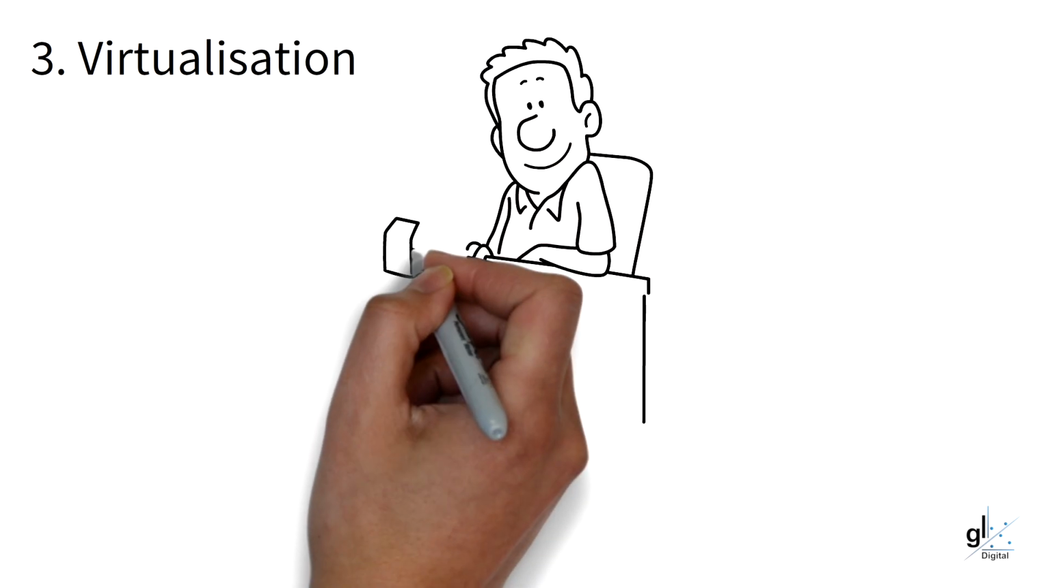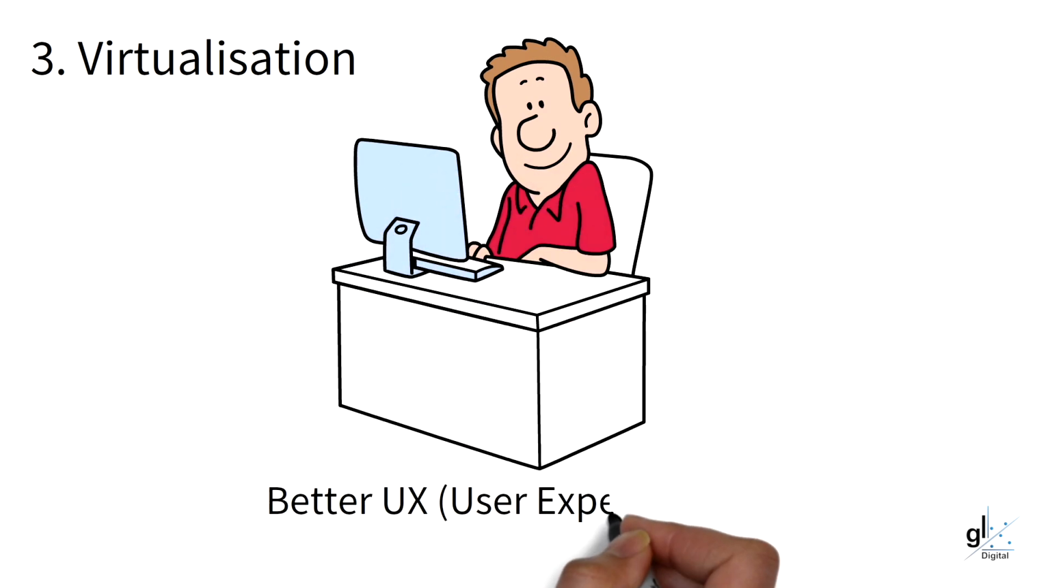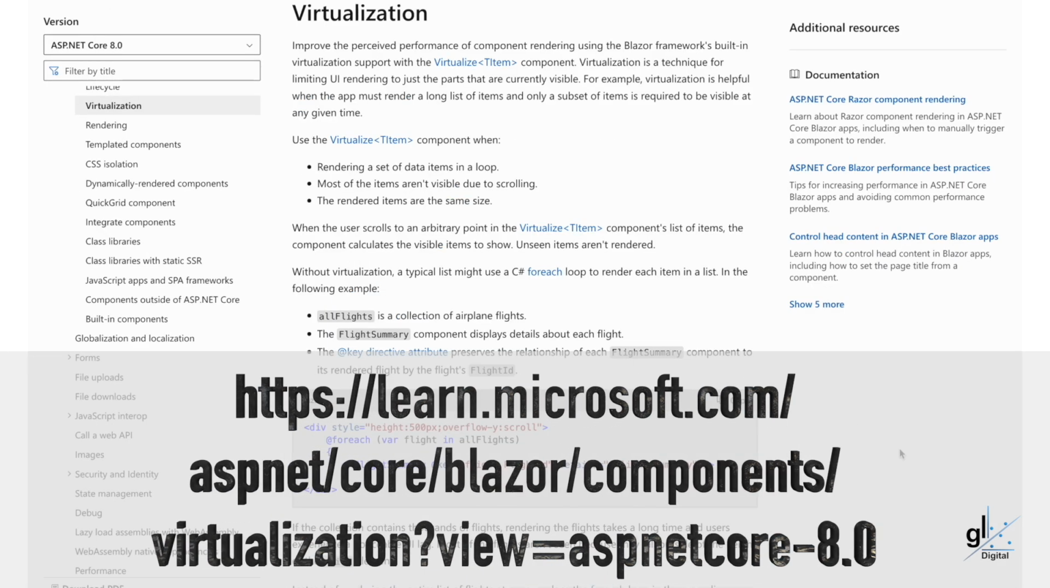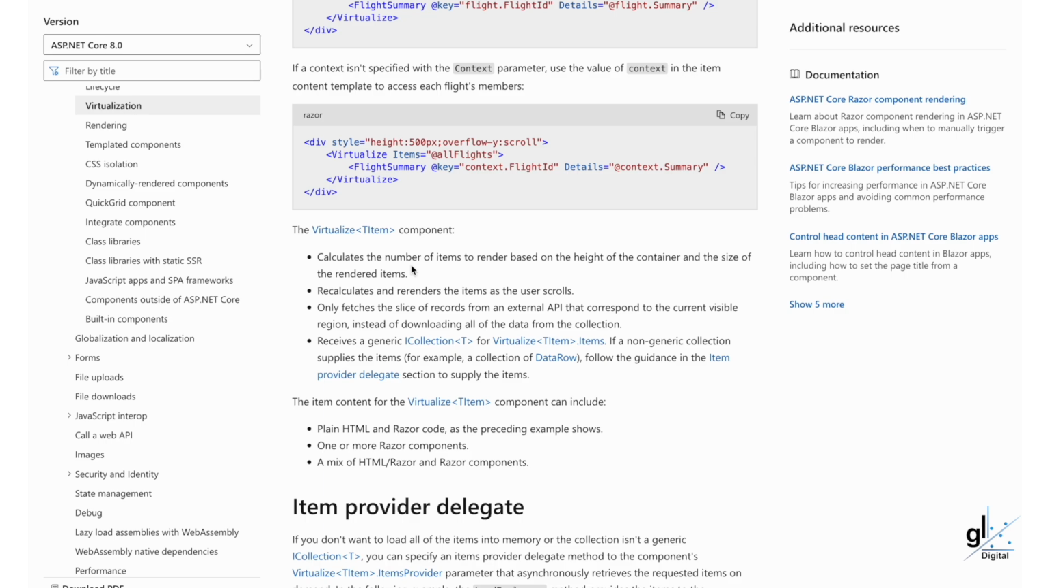Number 3, virtualization. To understand what virtualization in Blazor means and how it can be used in your Blazor applications to optimize a user's experience in certain scenarios, let's navigate to this Microsoft Learn web page at this URL and look at an example of the use of virtualization. First of all, you can see here that a list of items containing flight information is displayed within a parent div tag. Note that the parent div tag is limited to a certain height within the relevant web page through the use of appropriate CSS code.